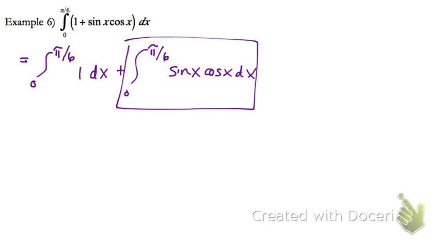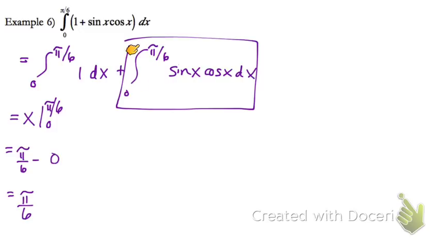So if I go ahead and do the first expression now, the integral from 0 to pi over 6 of 1 would be the integral of 1, which is x, evaluated from 0 to pi over 6. If I do the fundamental theorem of calculus, that would be plugging in pi over 6 minus 0, which is just pi over 6. So that's the very first piece of this.